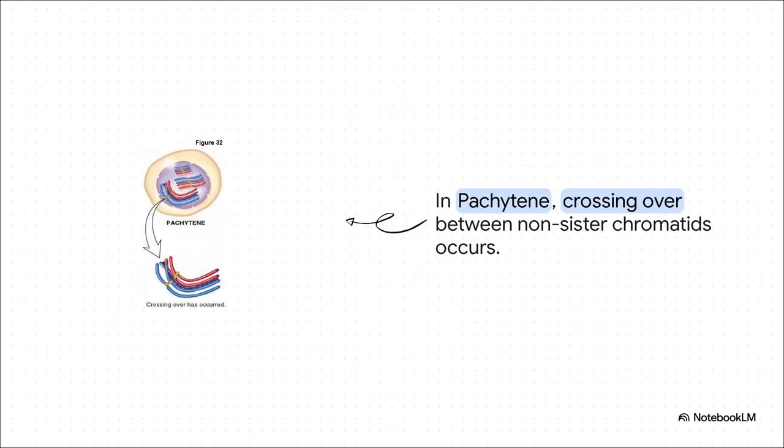Guys, this is it. This is the exact moment crossing over happens. The non-sister chromatids are actively exchanging their DNA. This stage is absolutely crucial. Without pachytene, all that incredible genetic variation that drives human diversity just wouldn't happen.